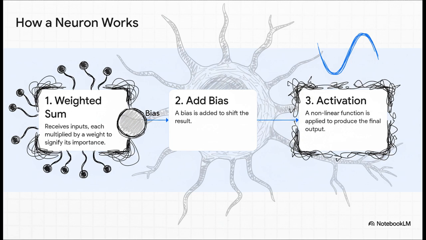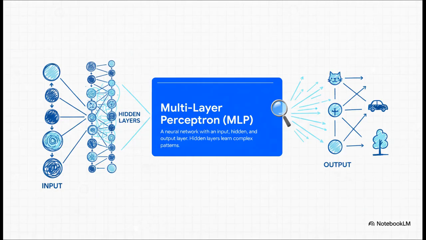It's a simple little switch, really, but when you connect millions of them together, that's when you get something truly powerful. And that's the beauty of it. One neuron on its own isn't a genius, but when you start stacking them up in layers, an input layer to receive the data, one or more hidden layers in the middle, and an output layer to give the final answer, you get what's called a multi-layer perceptron, or MLP. And those hidden layers, that's where the magic happens. That's where the network learns to see all those complex, abstract patterns we were talking about.